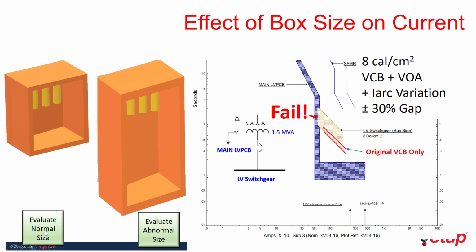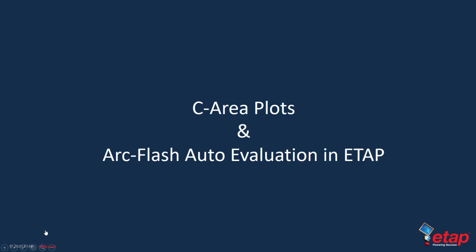Here we can also see where the original BCB, vertical conductor in a box configuration, which was the only electrode configuration in the original evaluation, is located with reference to the new revised BCB plus VOA configuration. This is actually a unique feature of the C area plots, which cannot be captured even with a regular arc flash simulation. Next, we can move on to a live demo of our C area plot evaluation and also our equipment arc damage point evaluation in our new ETAP 20 version.